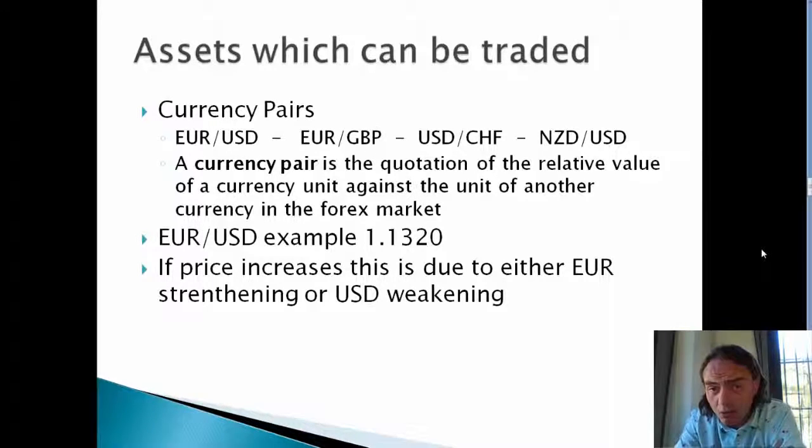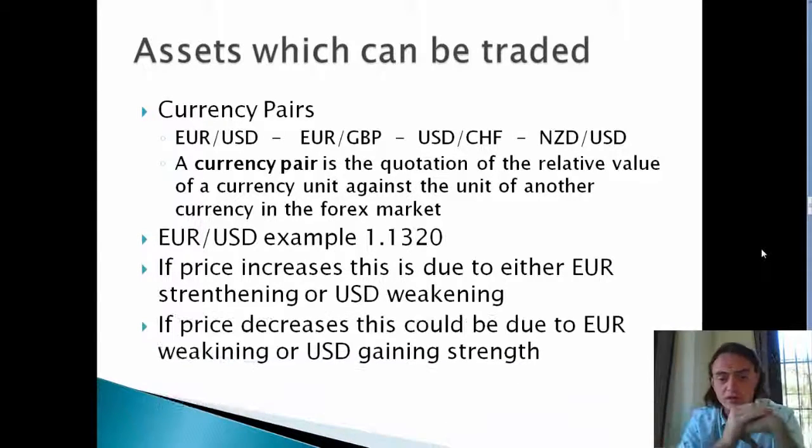If the price goes up, that can either be due to the euro getting stronger, so you get more dollars back for 1 euro, or it could be because the dollar is weakening. So you've got two potential variables. There are millions of variables when it comes to economics, but you've got two sides which can affect the price. So either the euro strengthening or the dollar weakening.